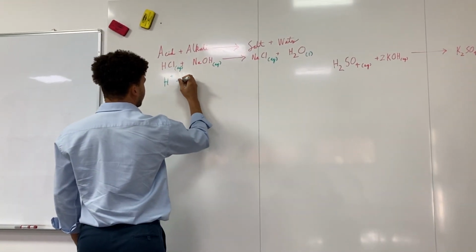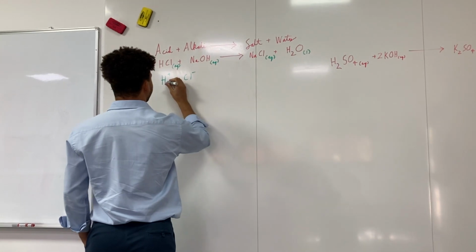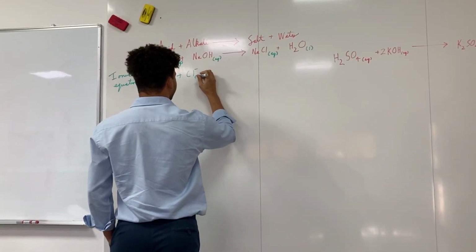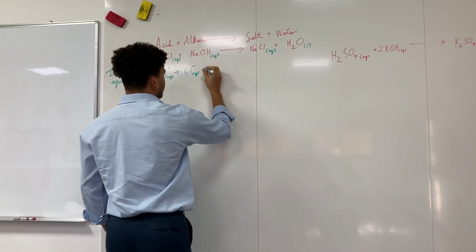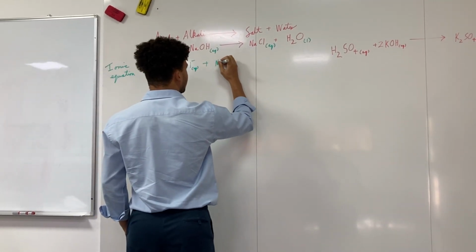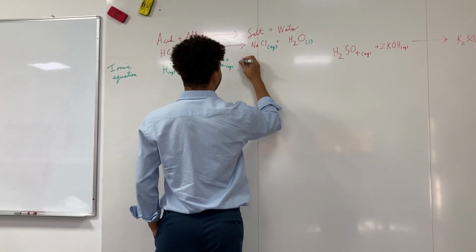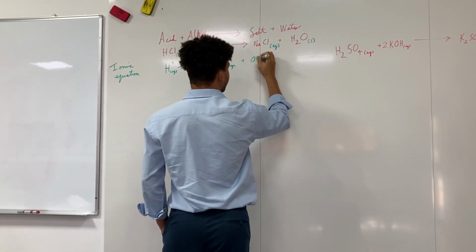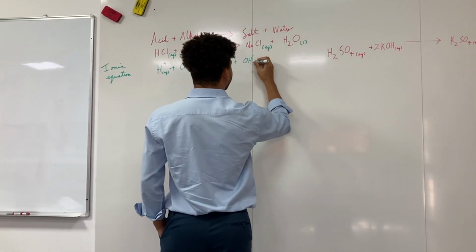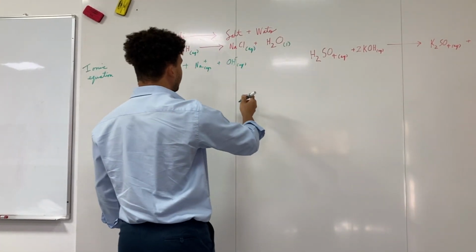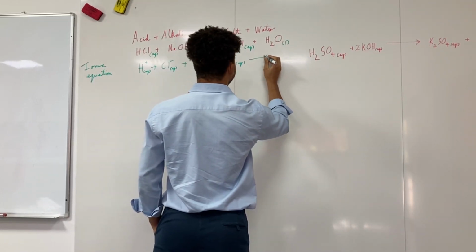So we start with the H+, which is aqueous. State symbols are still very important for this bit. The chloride ion, sodium plus ion, hydroxide. Hydroxide is a compound ion with an oxygen and hydrogen. It's got a charge of 1-.